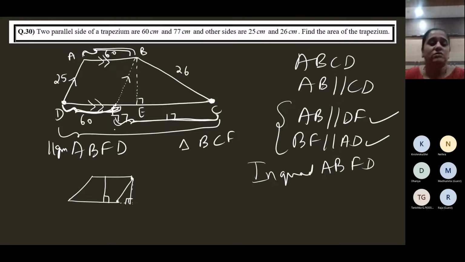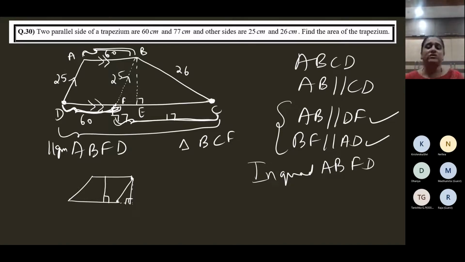Now again, AD is equal to BF. This is F, children. AD is equal to BF. This is also 25, because in a parallelogram, opposite sides are equal. So like this, we have found all the three sides of the triangle BFC.